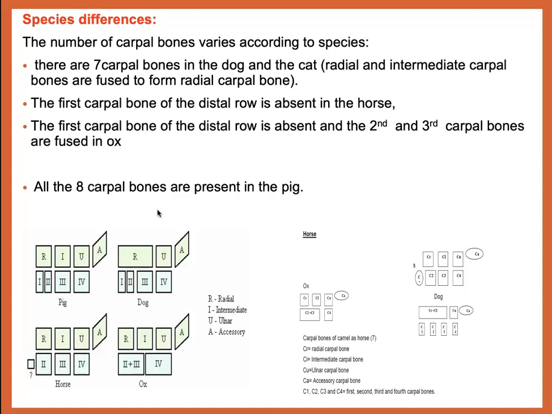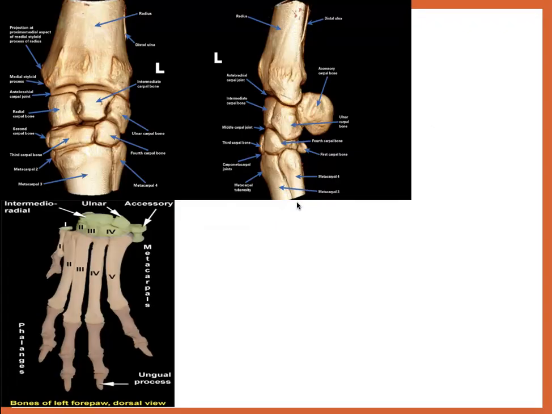Right? In the case of the ox, usually it would be 6, because the first carpal bone is absent, and the second and third are usually fused, as you can see right here in the ox, the second and the third are fused. If you count 1, 2, 3, 4, 5, 6 in ox, 7 in dog, and 7 or 8 in equine, and in the pig, usually 8 carpal bones are present, meaning the first one is also present.